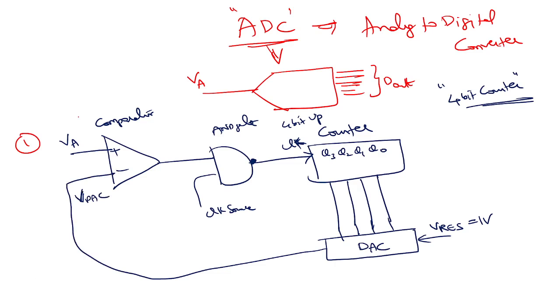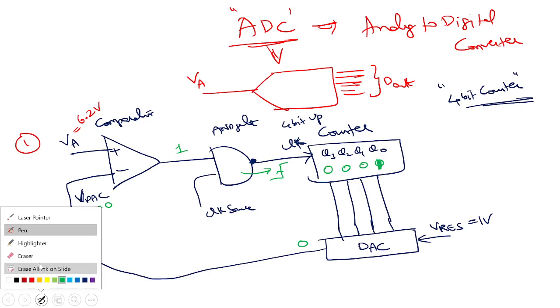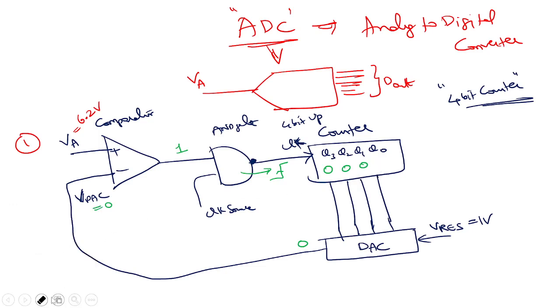Now, how does this work? Very simple. Let's take VA as 6.2 volt. Initially, the counter will be 0. So the output is going to be 0. So VDAC is 0. 6.2 greater than 0, right? So output is 1. So the clock will be supplied. What will happen when you supply the clock? It will become 1, right? Now V resolution, we have already seen. Whatever is this, multiply with the V resolution. You will get the output. Now you got 1.